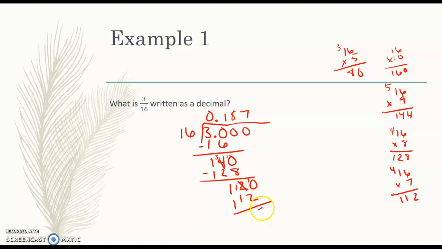So 10 minus 2 is 8, and that's all that's left. And so now I bring it down another 0, and 16 goes into 80. Oh, look, I've already done that one 5 times. And so written as a decimal, 3/16 is equal to 0.1875. And we're using long division, which we've been practicing in our warm-ups, to find our decimal expansion.